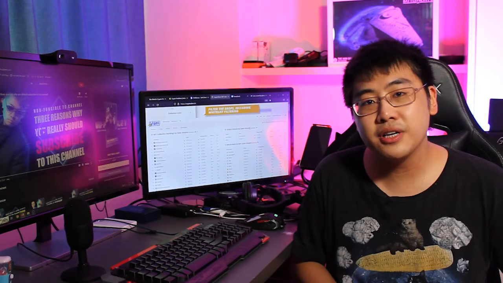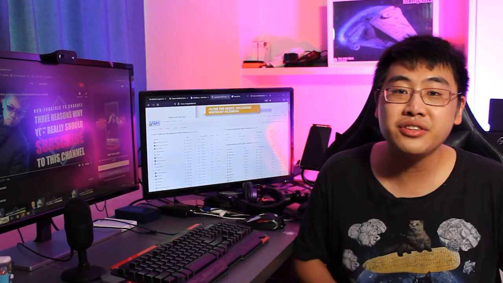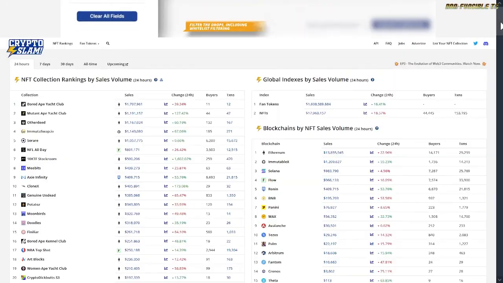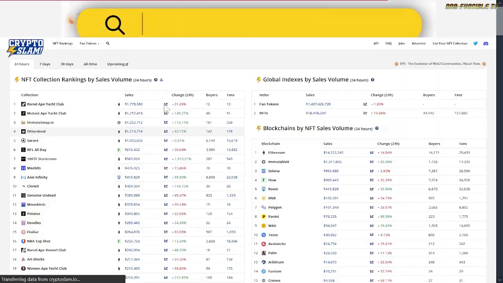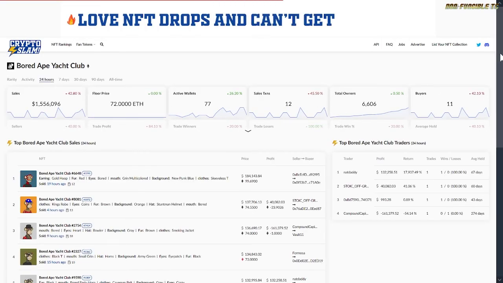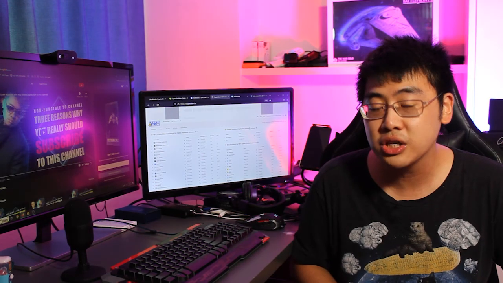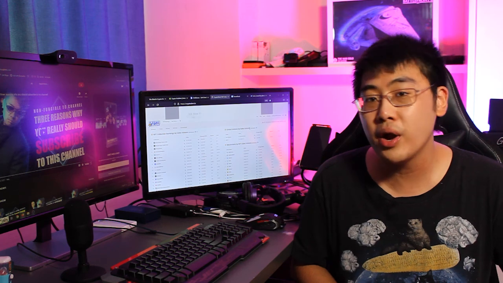The fourth dashboard is actually related to NFTs, and don't let the name fool you, it is called Crypto Slam. Crypto Slam is actually a dashboard where you can look at the price changes for different individual collections, or you can even look at the different types of blockchains that support NFTs and whether there is new transaction volume on these blockchains. So it gives you an idea where the money is and where the market is.